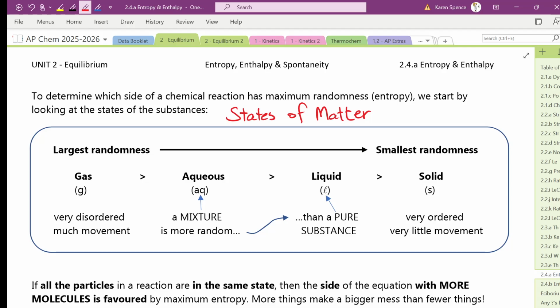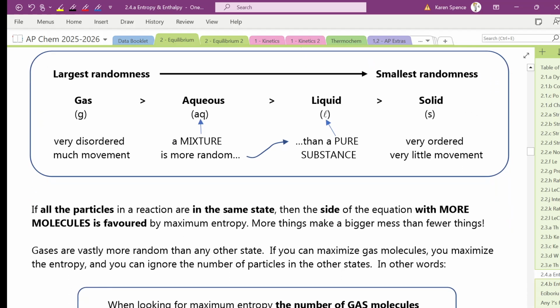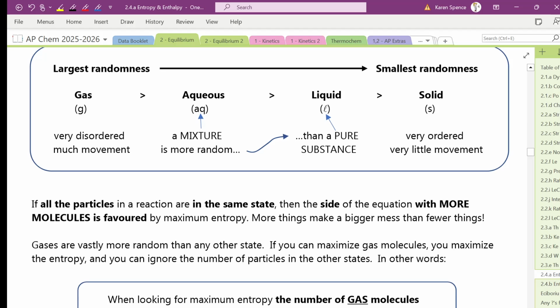If you don't have different states of matter, if all the particles are in the same state, like let's say we had all gases, then the side with more molecules is favored by maximum entropy. More things make a bigger mess than fewer things, hence minimalism.